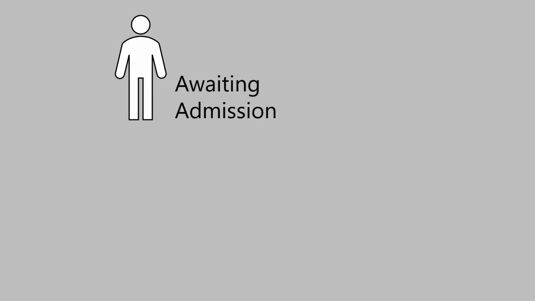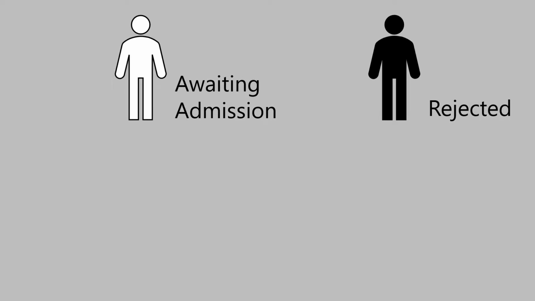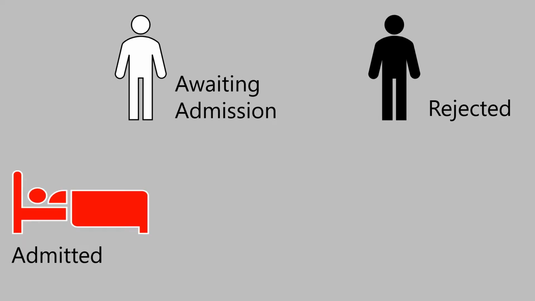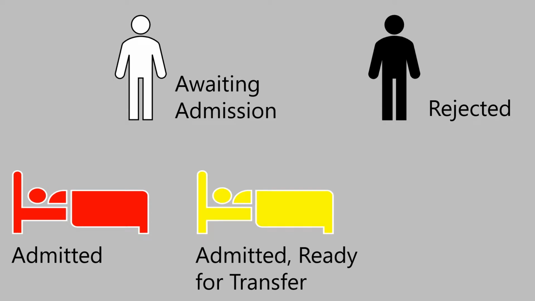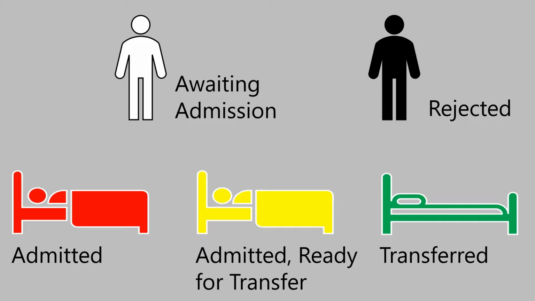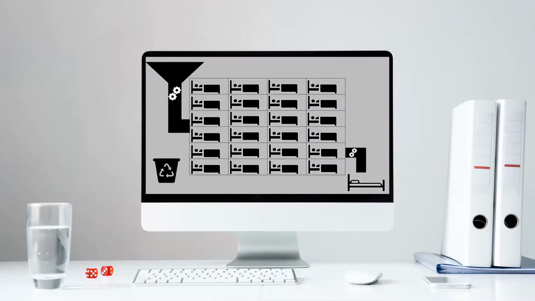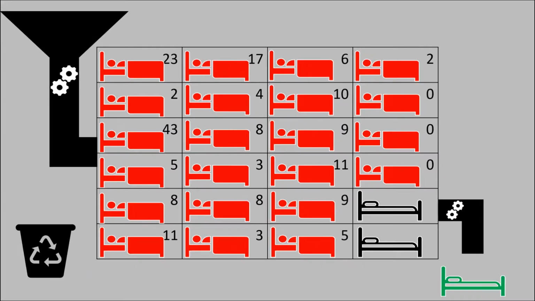Then 1 billion simulated patients with a preset length of stay are run through the simulated ICU. Each simulated patient can exist in one of 5 different states. They can be awaiting admission, rejected if there were no available beds, admitted, ready for transfer once they've completed their length of stay, and then finally transferred. Now let's jump into the model and see how it works.